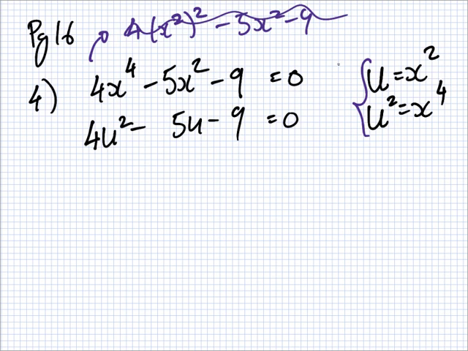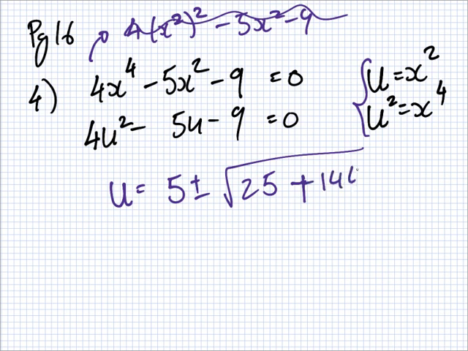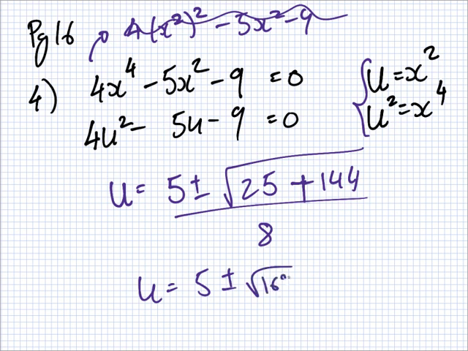Okay? So you get u equals minus b plus minus square root b squared minus 4ac. So that'd be 16 times 9. That's 160, 150, 144, all over 8. So u equals 5 plus or minus 169. Square root of 169 is 13, isn't it? 5 plus or minus 13 over 8.